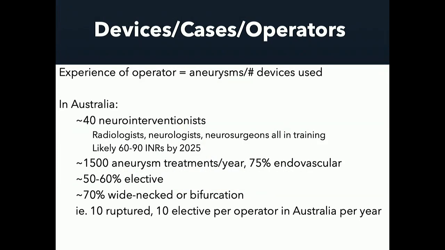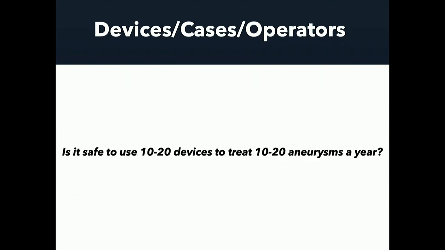Experience, it's all very well to do 50 aneurysms, but if you're using 50 different techniques, do you actually have experience? So I think it's important to put some numbers around that. And where I come from, we've got about 40 neurointerventionists in the country. That's going to expand by about a factor of half to 2/3 by 2025. But when you do the maths and look at wide-necked aneurysms, in effect, we're looking at people treating about 20 wide-necked aneurysms each per year in Australia. Now, some will be higher than that in the high-volume centres, some will be lower. But the question then becomes, is it safe to use 10 or 20 devices to treat 10 or 20 aneurysms? And this will have some bearing on the later discussion.